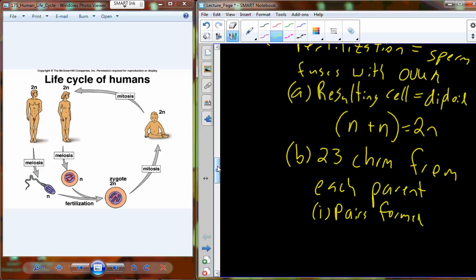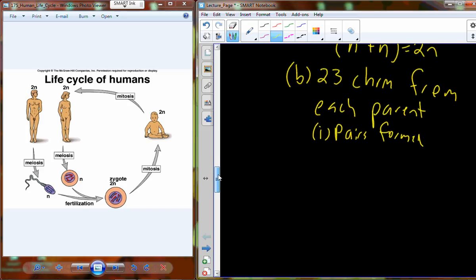During this fusion of sperm and really delivery of the chromosomes of the sperm into the egg, this is where I reunite the pairs. And so now I have pairs that have formed, so we can call it diploid. And ultimately what it comes down to is I'm going to take somatic cells containing 46 chromosomes, and I'm going to convert them into sex gametes containing 23 chromosomes.